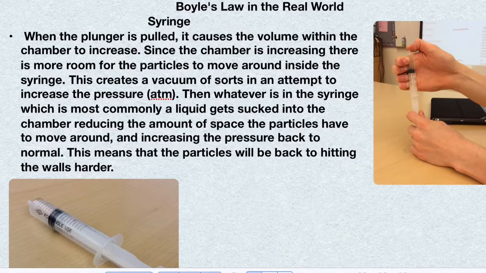Then, whatever is in the syringe, which is most commonly a liquid, gets sucked into the chamber, reducing the amount of space the particles have to move around, and increasing the pressure back to normal. This means that the particles will be back to hitting the walls harder and more often.